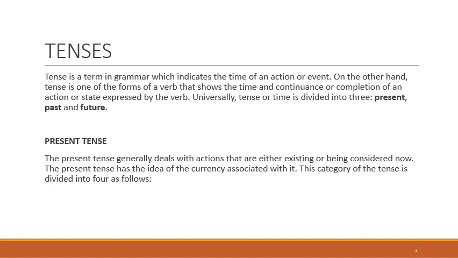By way of starting with present tense. We said present tense generally deals with actions that are ever existing or being considered now. That is, since verb expresses action, this verb expresses an action that is taking place now, or a state of being as it is at the time of speaking. Okay, we said generally speaking, present tense is also divided into four subtypes. What are these four subtypes?